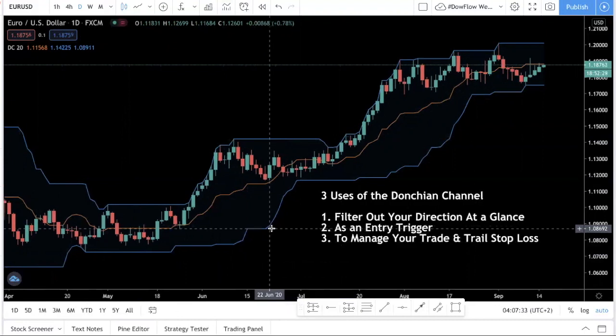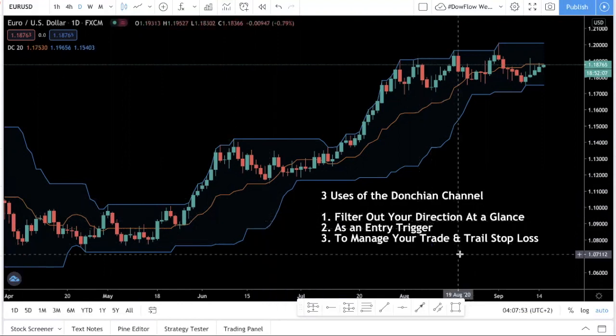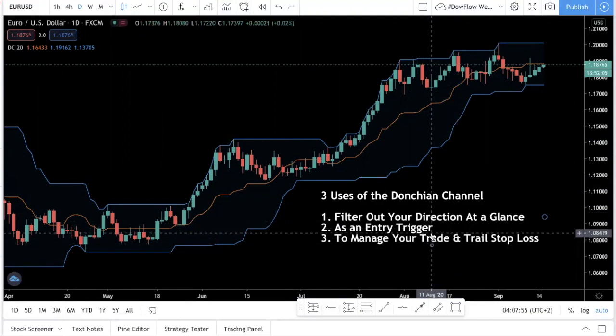So rather simple, it functions very similarly to the Bollinger Band, but it's slightly different. Okay, Bollinger Band is more like a volatility indicator, but this one is more like a breakout indicator. Okay, so it's a very powerful tool, right? You can use it in your trading strategy. It can help you to filter out your trades, use it as an entry trigger or to manage your trades. Okay, I will go into each of these uses in this video.